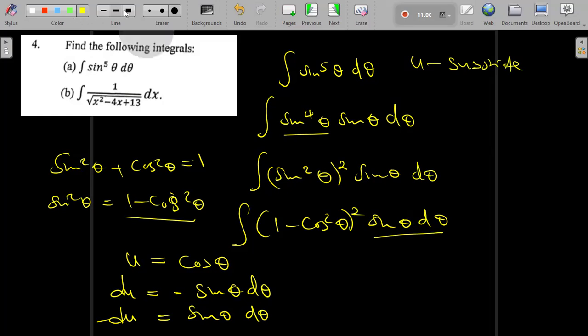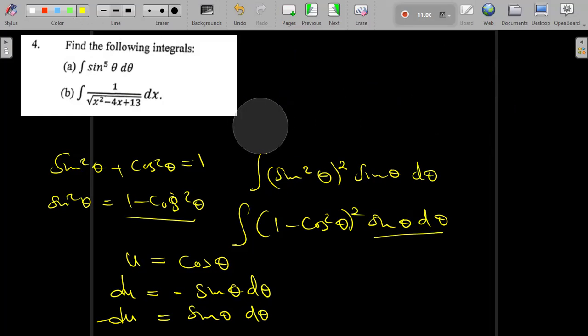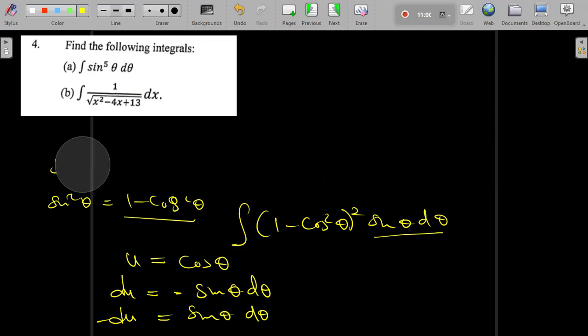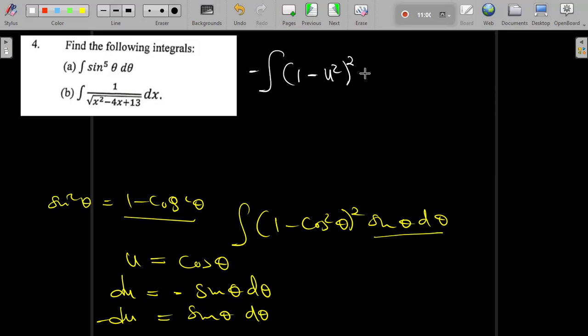Now let me replace my u. Let me now write the function in terms of u. So what do I get? I have the integral, then I have 1, where there is cos squared I replace it with u, so I have u squared, then I have squared there. Then where there is sine theta d theta, I have my negative du. So I factor the negative in front, and I have my du there.